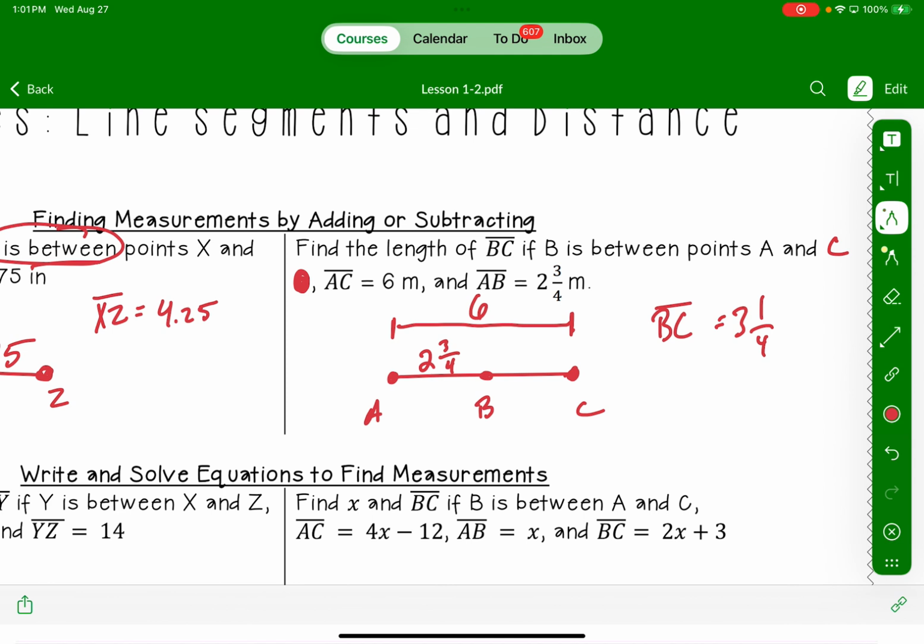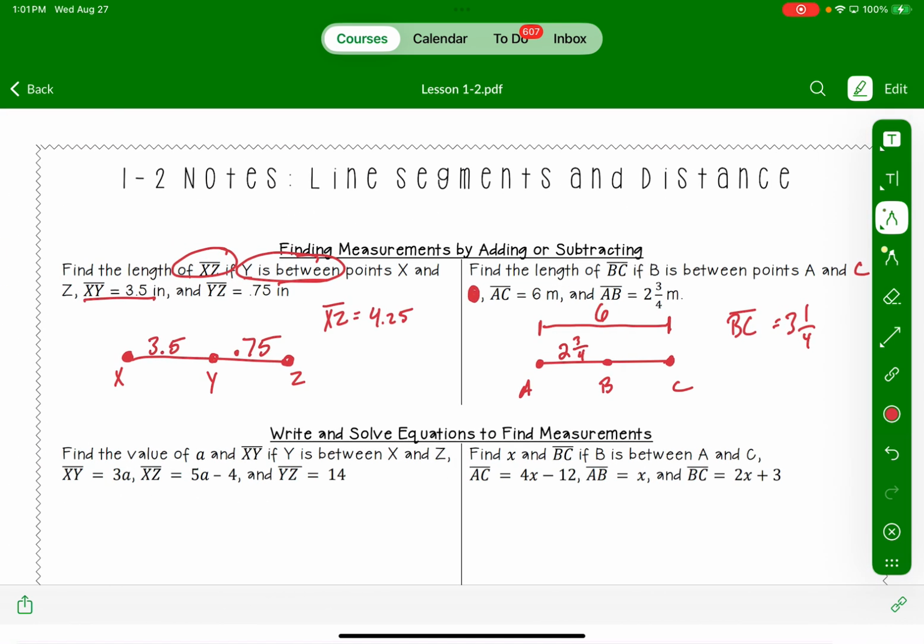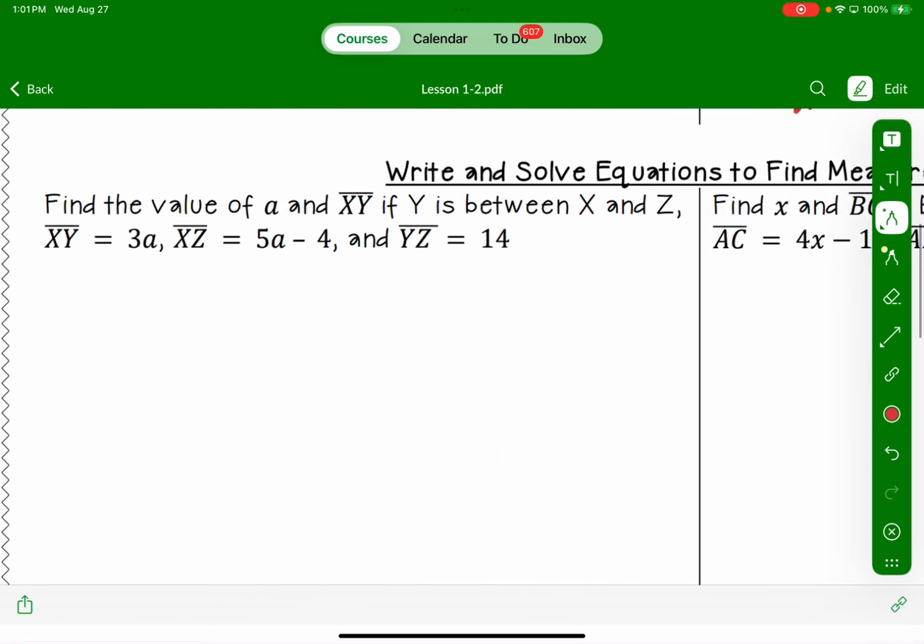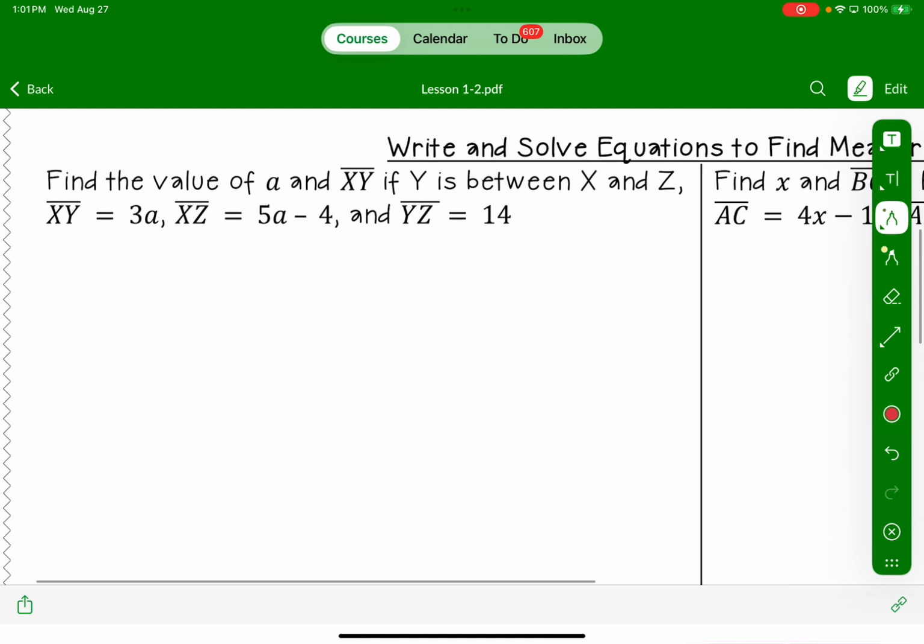All right, so if you're a visual person, drawing pictures should probably be priority 1, and that's going to help literally all the way through geometry. If there's no picture, drawing a picture is probably going to help you. All right, so that's easy. Now we're going to ramp up the difficulty a little bit. Same type of problem. Next it says find the value of A and line segment XY if Y is between X and Z. So we're going to stop here.